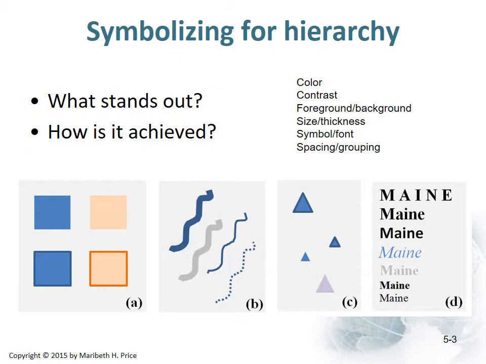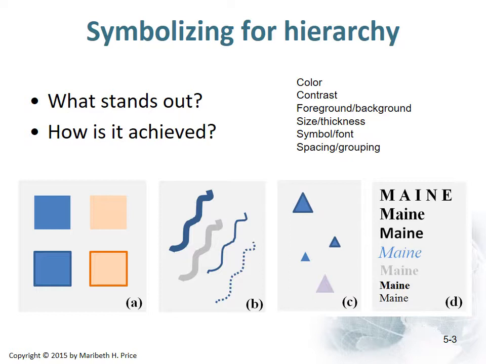So symbolizing for hierarchy, well, remember what hierarchy is all about, we're trying to make things stand out from the background. So how can we achieve that? We can achieve that by manipulating color, the contrast between colors, forcing things into the foreground or the background, manipulating the size or thickness of lines or objects, using different symbols, different fonts, and the spacing or grouping of those things on the map. And so here with these four little diagrams, we can see a lot of information related to that.